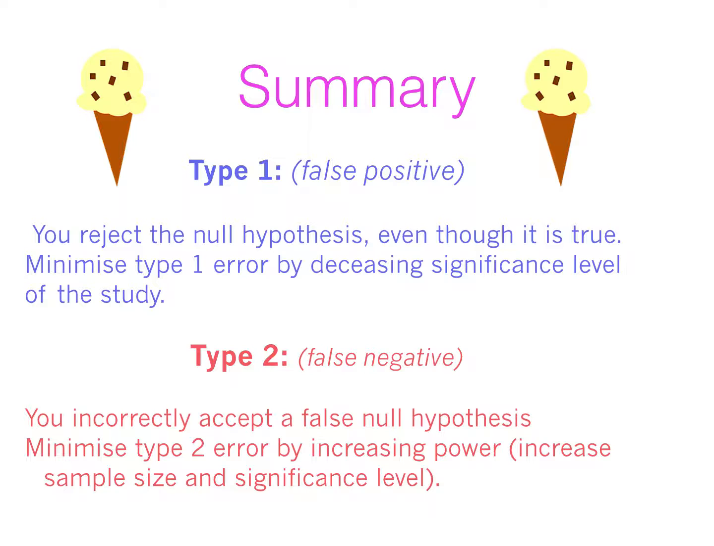In summary, type 1, also known as a false positive error, is when researchers reject the null hypothesis even though it is true, and this can be minimised by decreasing significance levels of the study. Type 2 error, also known as false negative, is when you incorrectly accept a false null hypothesis, and this can be minimised by increasing the power of the study.